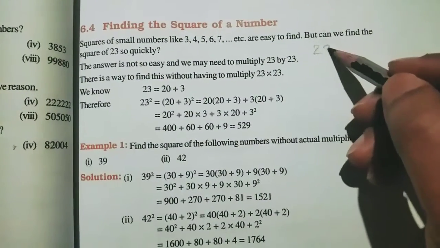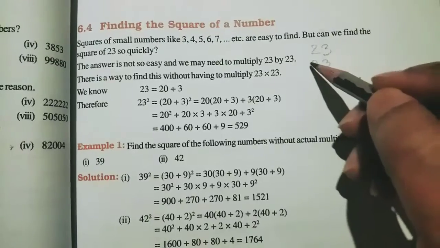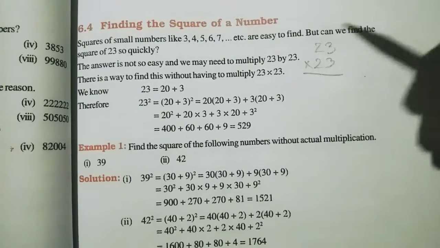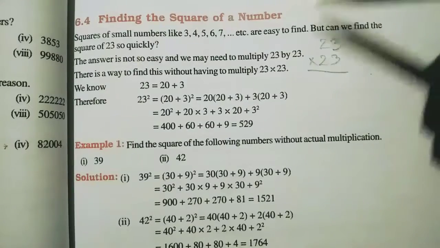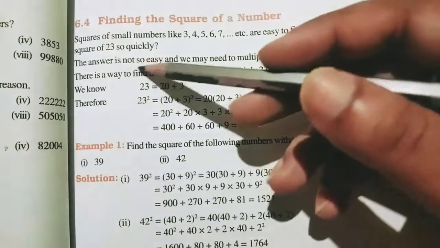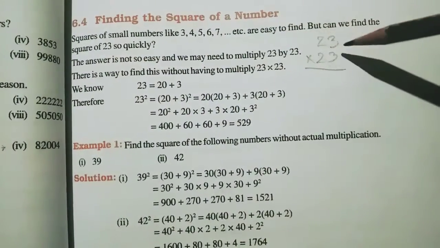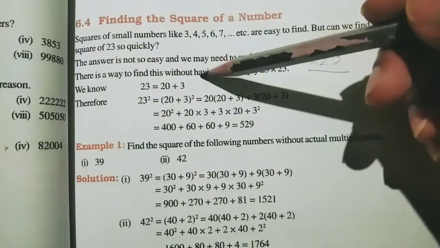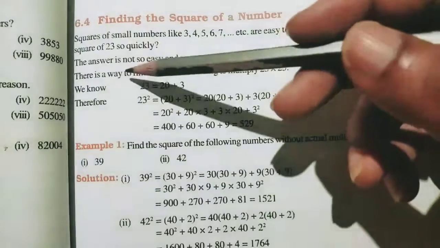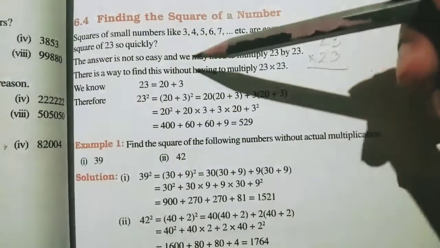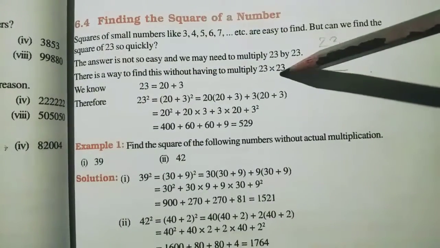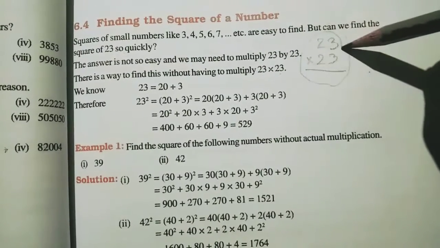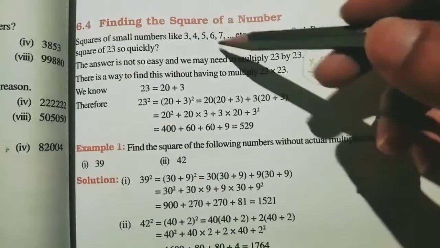So we do the general multiplication like this. Okay, then we can find it. So this is the normal way, the traditional way of multiplication and finding the answer. The answer is not so easy, and we need to multiply 23 by 23. But is there any other way without multiplication? So there is a way to find this without having to multiply 23 into 23. So without this traditional method of multiplication, how can we find the square of any number?